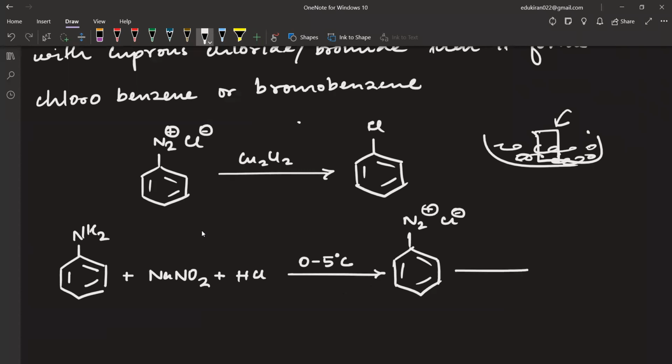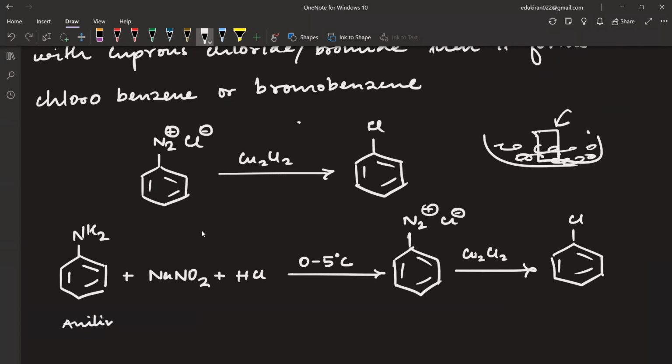Okay, and then further, after we have added this, we are going to add Cu2Cl2, and you will be getting chlorobenzene. So this question can also be asked in a way that how will you bring out the following conversions?